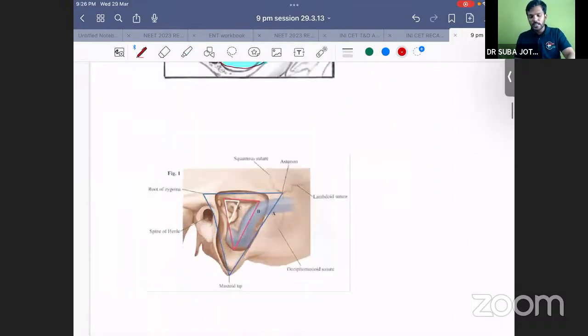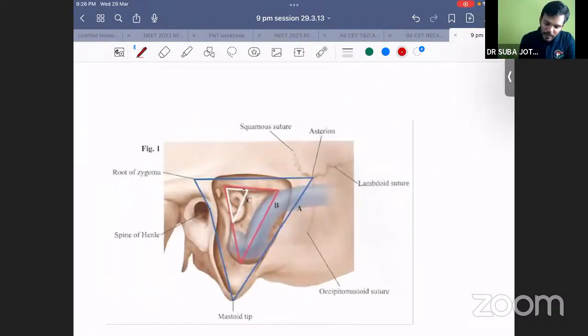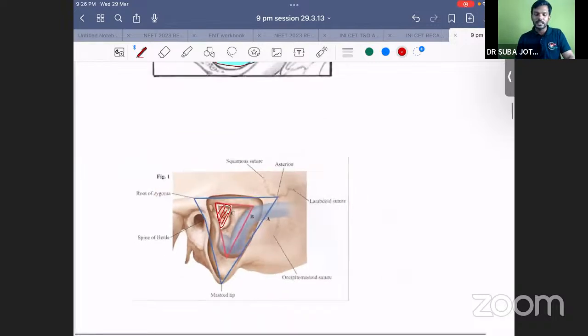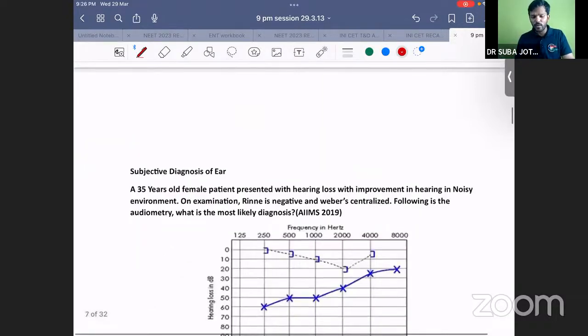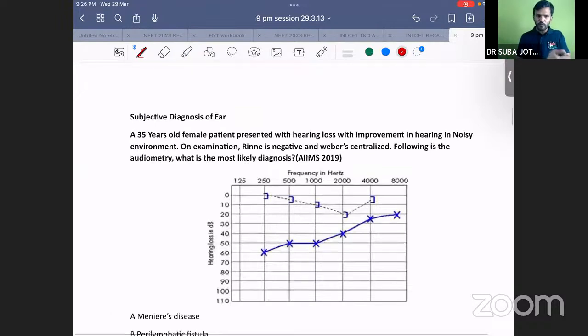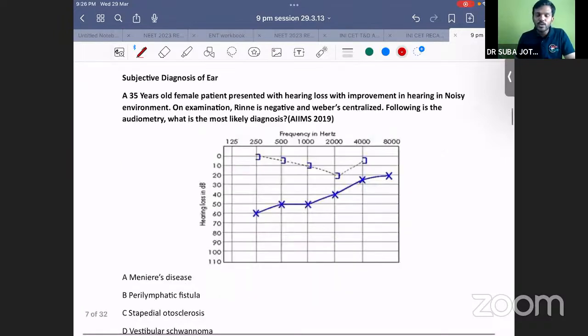Keep it up. Again, this is a picture of McEwen's triangle where we are identifying the mastoid antrum from external appearance itself. Very high yield topic you would not have learned of. Again, a different topic they are repeatedly asking in the exams. 3-4 questions have been asked over the last 3-4 years. Subjective diagnosis of the year.